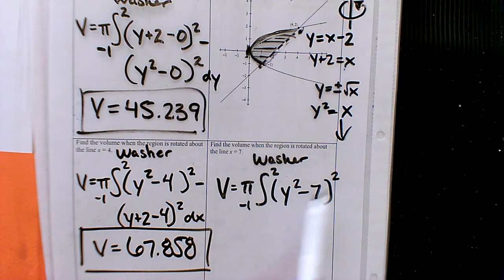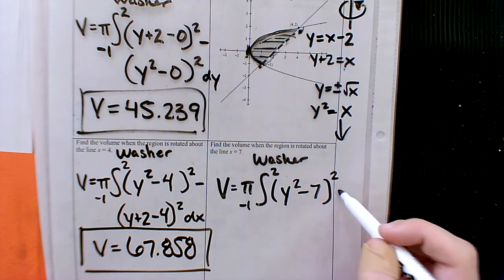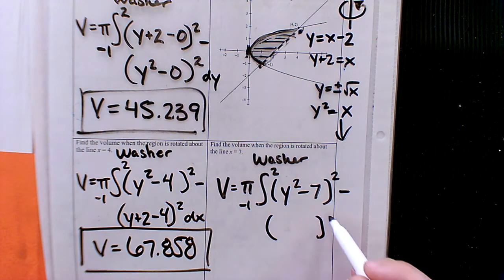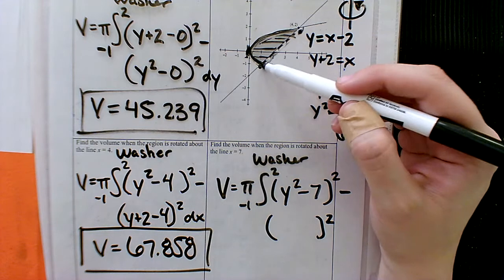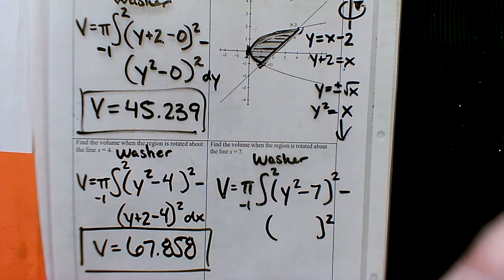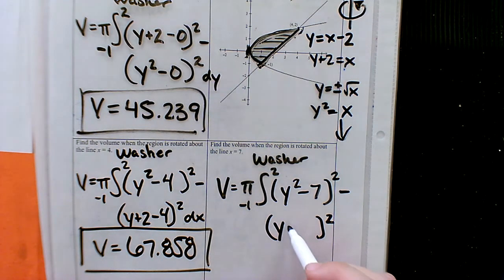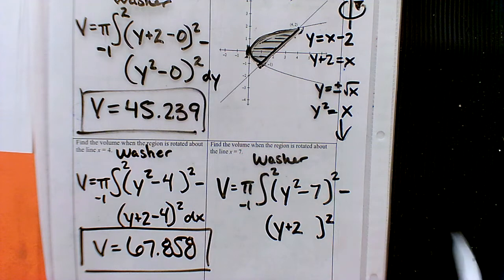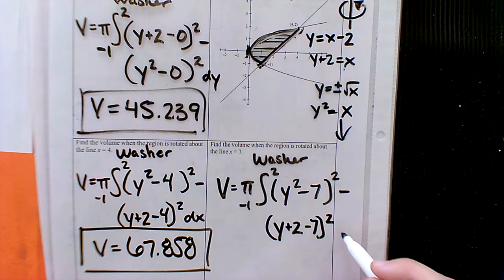Okay, so we have pi r squared. That's the volume from the outer function. We now have to subtract the volume from the inner function, which the closer one would be the line, minus the axis of rotation.